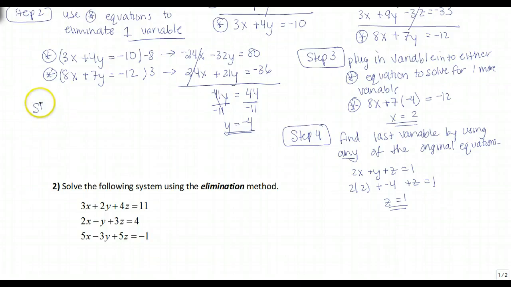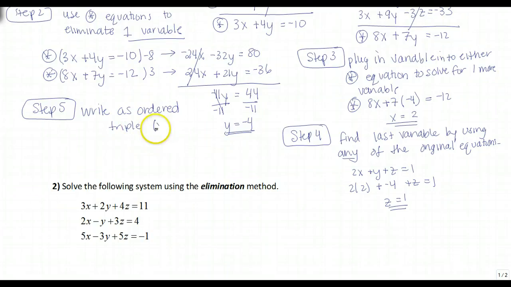So that brings us to our last step, which is step number 5. We need to write it as an ordered triple, which is always x comma y comma z, right? It's not an ordered pair in this case because we have 3 variables. It's an ordered triple. So that is 2, negative 4, and 1. And that is my solution.